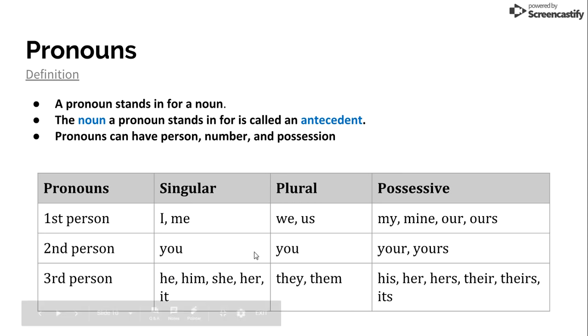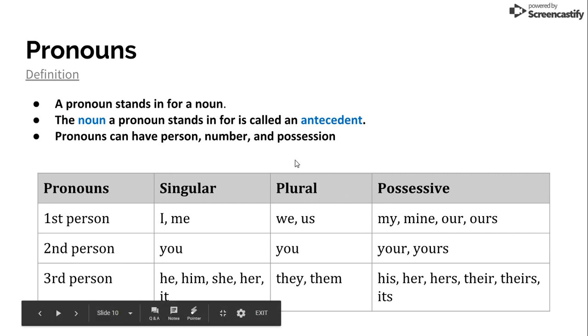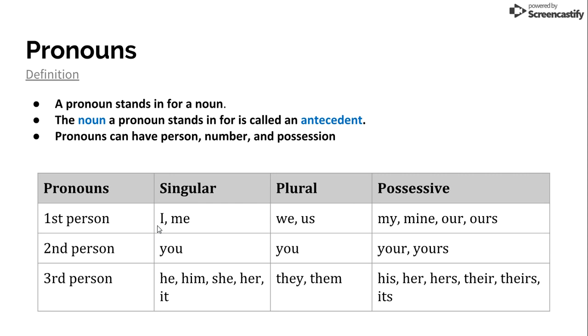When we talk about pronouns having number, it just means they can be singular or plural. So I could talk about just me, myself, and say that I ate a donut, or I could talk about all of us as a group and say that we ate donuts. And then finally, their form can change a little bit to show possession. So I could say, that is my donut, or that is her donut.